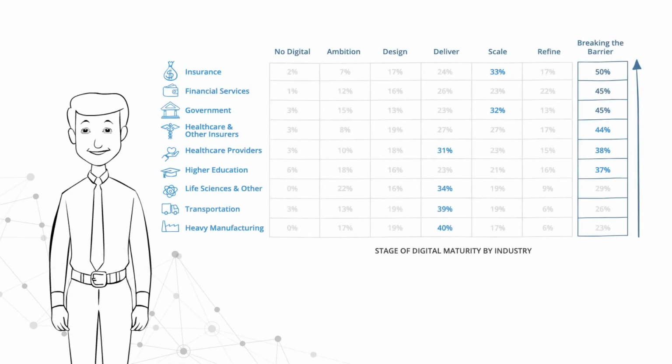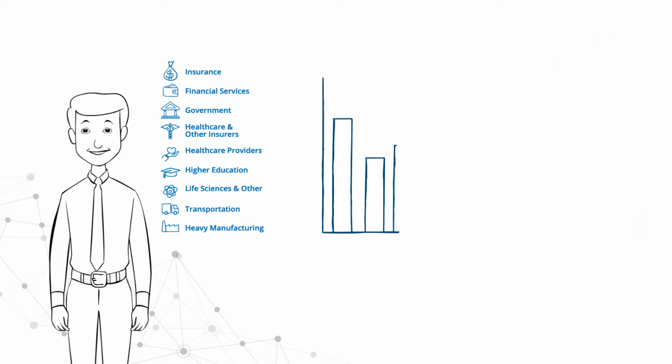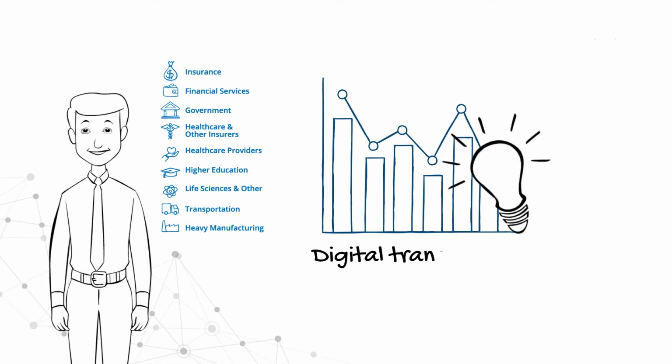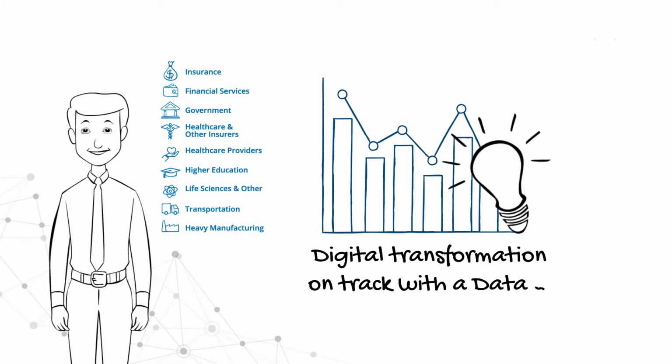What we see across different business industries is varying levels of success. Data and analytics maturity is holding back business transformation efforts. Most organizations are still in that design and ambition phase, when they have aspirations to be in the scale and refine phase, breaking through the barrier of digital transformation. It's important to understand that without a digital transformation on track with a data and analytics strategy, it is going to be increasingly difficult for these industries to be successful. They will continue to be vulnerable to new entrants with digital business models.